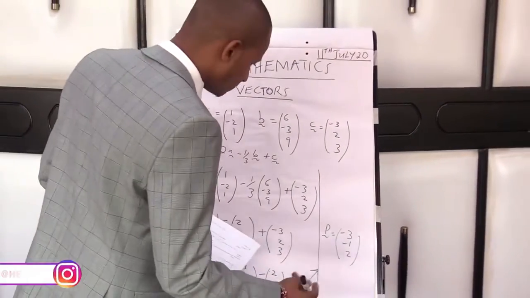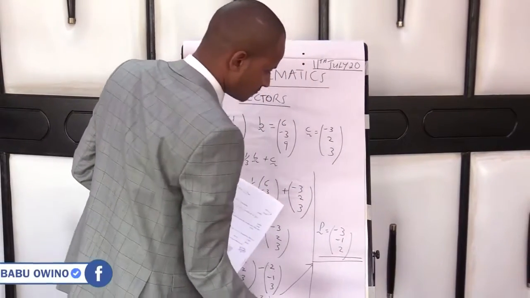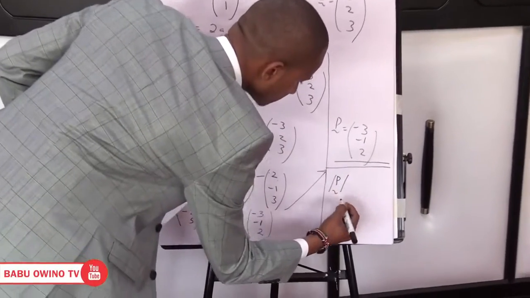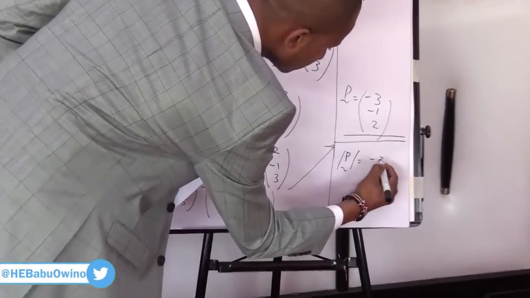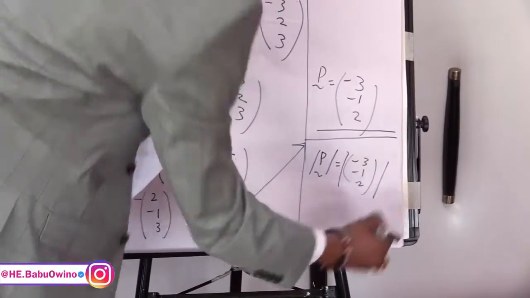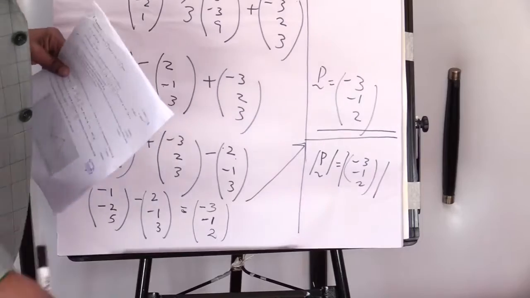Determine the magnitude of P. So this is the value of P. In getting the magnitude of P, you write it as P with that sign to show the magnitude, then minus 3, minus 1, 2. You put that sign. That sign means magnitude or length or modulus.